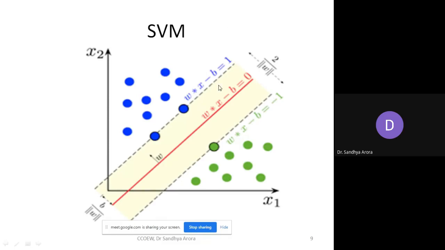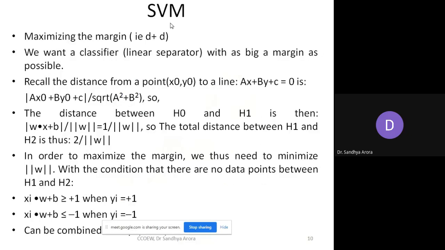The distance of this point to this is 1 upon w. The distance of this to this is again 1 upon w. So the total distance between this line and this line will be 2 upon w. How do you do that? We want to maximize the margin, that is the distance of the positive point to the negative point. We want a classifier which has a maximum margin. How do you calculate the distance?